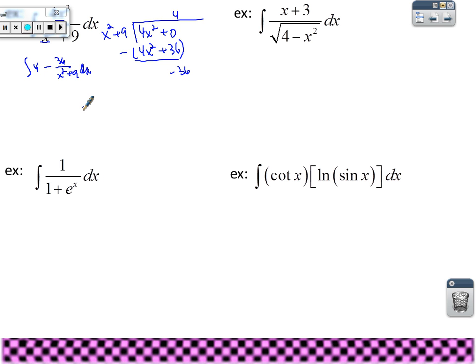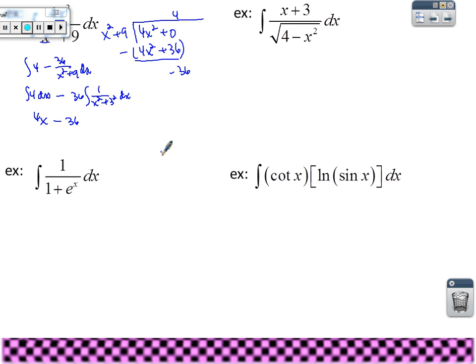So let's do that. I'm going to go ahead and rewrite it as two integrals. You don't really have to, but just to be clear what we're doing. So we have basically the integral of 4 dx minus 36 times the integral of 1 over x squared plus 3 squared dx. Okay, so for the first integral, we get a 4x and then minus the 36.